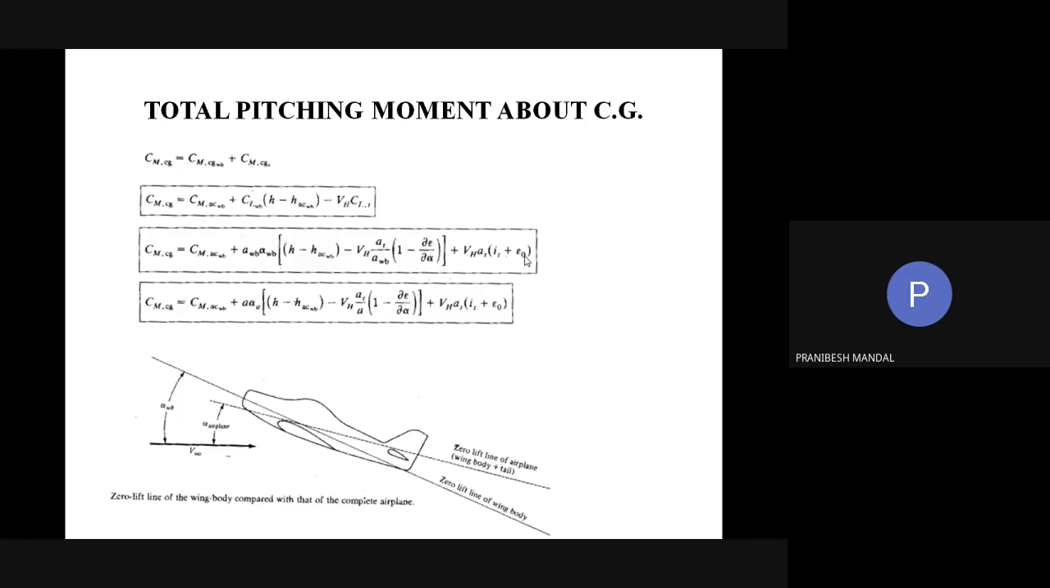Now think about our previous class, as we already told that the moment about aerodynamic center, the coefficient of moment about aerodynamic center is negative. I had said that, didn't I?